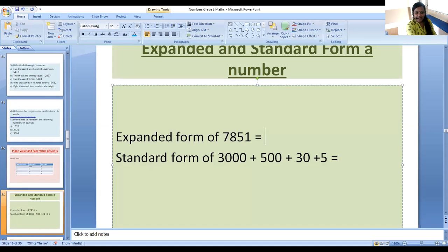Let us see how to expand the standard form, how to convert or write the numbers in expanded and standard form.